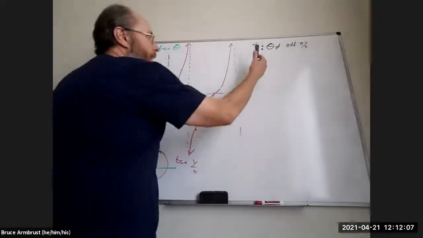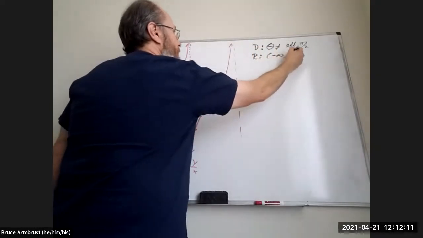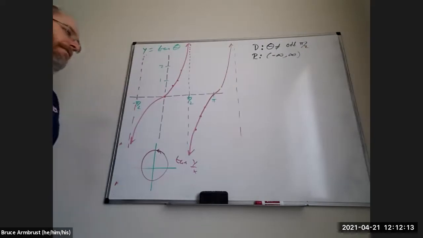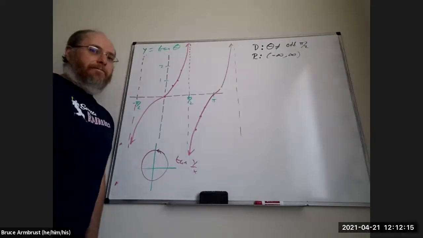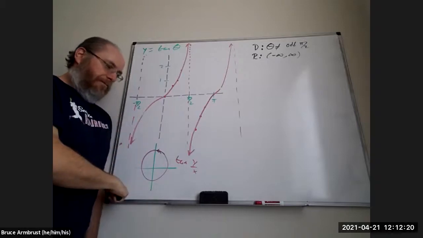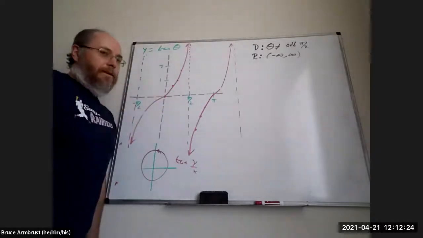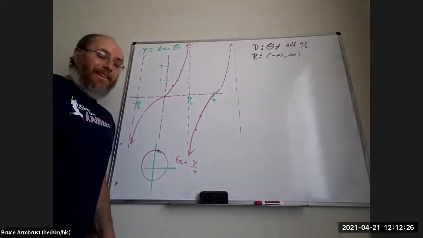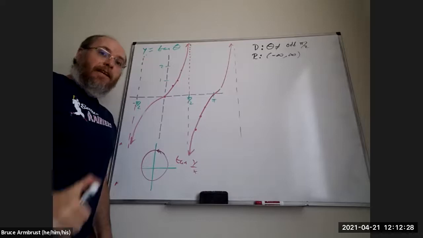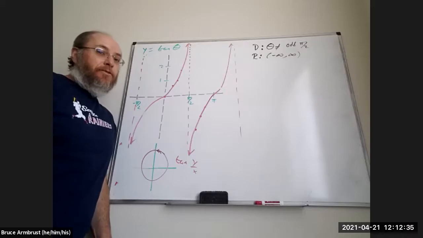In terms of its range, the values that come out of this go from minus infinity to infinity. This graph goes forever down in lots of places. It goes forever up in lots of places. So we actually get everything out of tangent. There is an angle whose tangent is a million. It's close to pi over 2, but it exists.